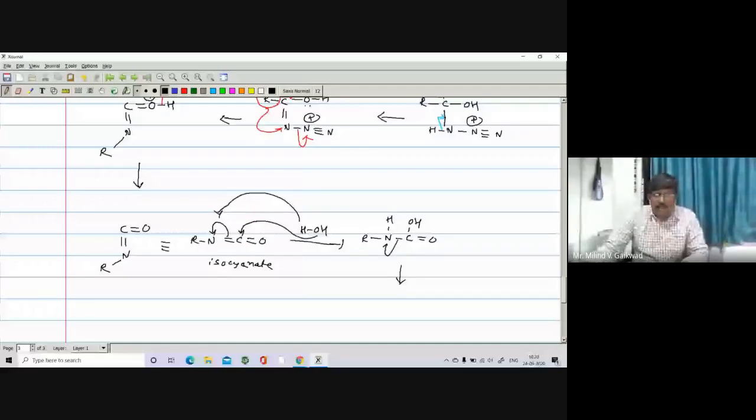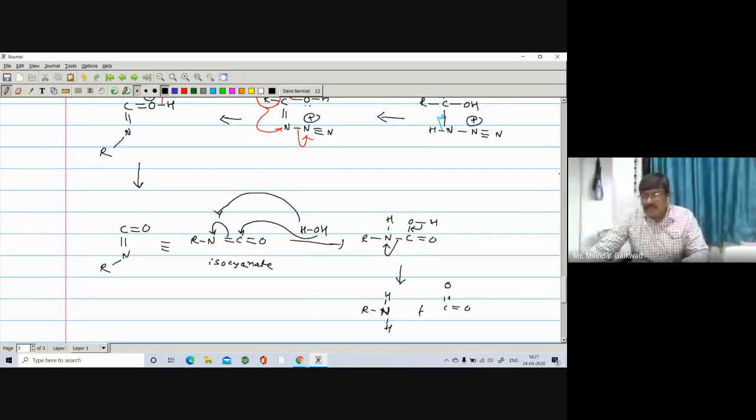So there is a bond between the H and OH. So here this sigma bond will shift, and there is a formation of R, N, here is H, here is H, plus C double bond O means CO2, and you are getting the corresponding amine. So what you have done, we have started from the carboxylic acid and you are getting the amine, right?